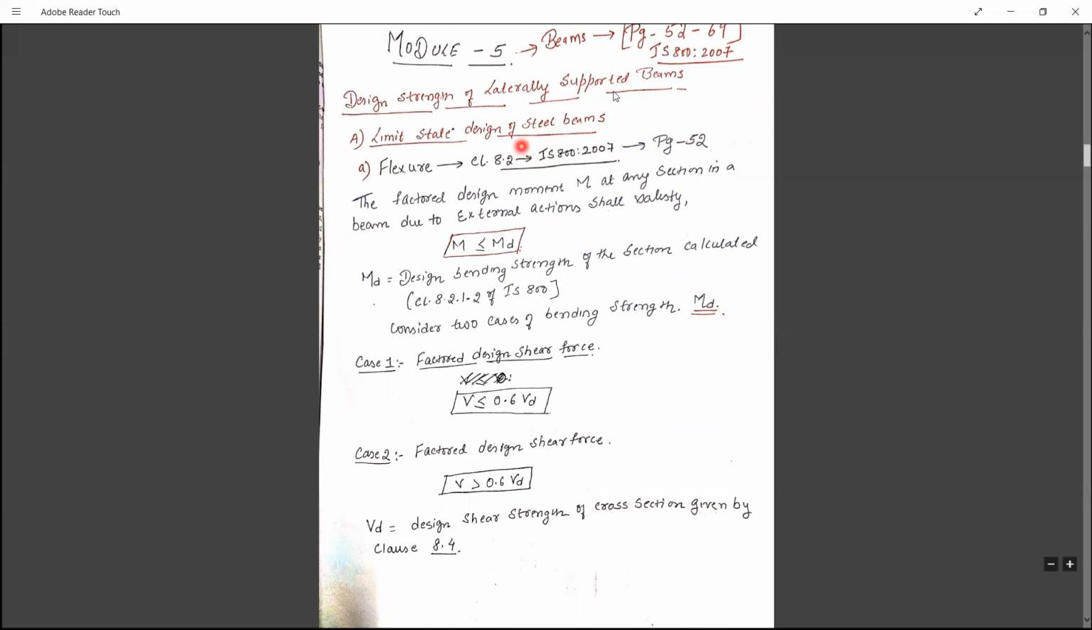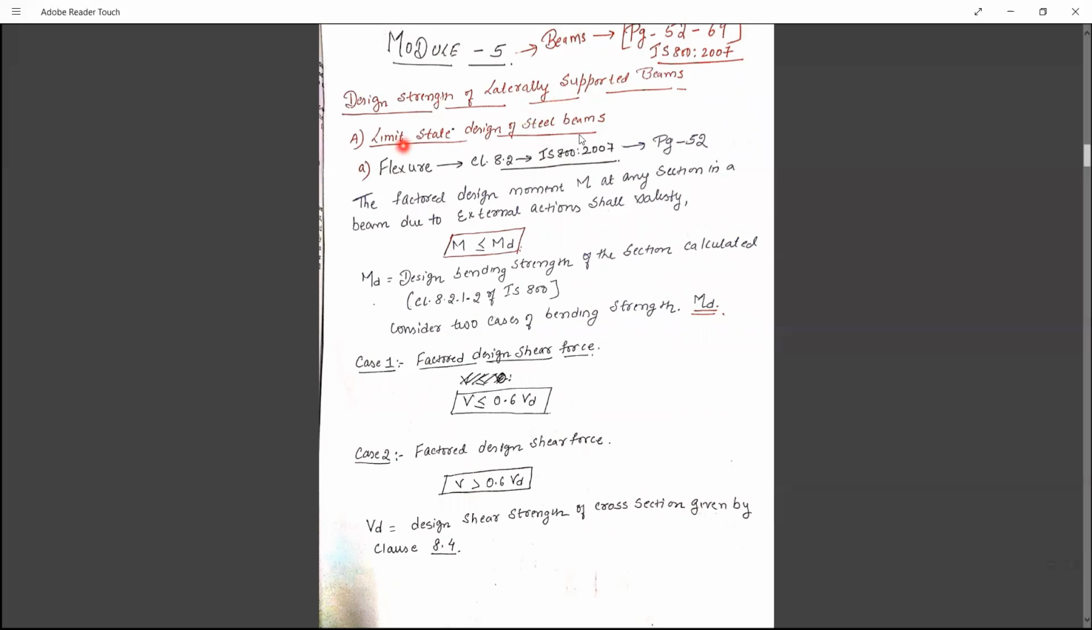Laterally supported beams are beams resting on some slab. If the slab rests on it, it becomes a laterally supported beam. If the beam is not restrained by the slab, it is known as a laterally unsupported beam. This is the basic difference you will find in the problems on laterally supported and laterally unsupported beams. In laterally supported beams, the slab rests on it. In laterally unsupported beams, the slab doesn't rest on it.